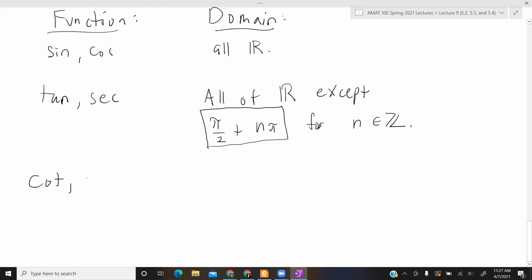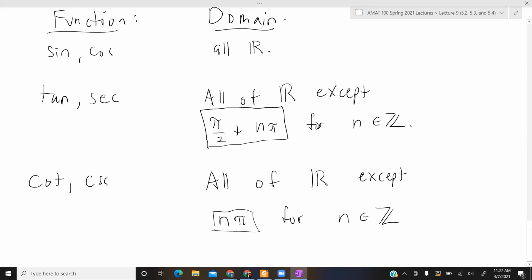And then finally, I have cotangent and cosecant. Again, we have a similar restriction. It's not quite the same, but similar. So all of R except for all the numbers of the form n times pi for any integer n. So if I hand you a t-value that's some multiple of pi, you cannot plug it into cotangent or cosecant. Otherwise, you can.